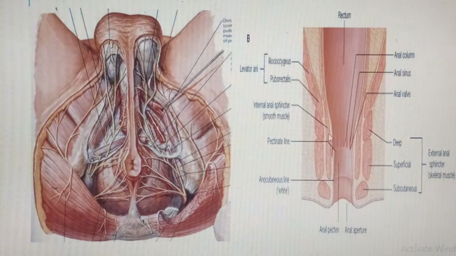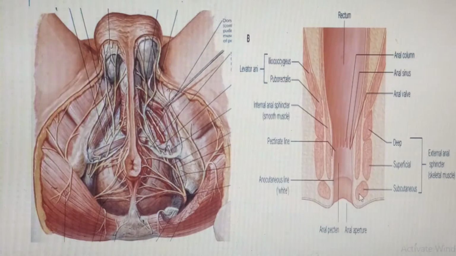But external, or lateral, to the internal anal sphincter, I have the external anal sphincter. The one you find over here surrounding this one, made of skeletal muscle fibers, is what we call the external anal sphincter. Guys, one thing that you have to know about this external anal sphincter is that it has three components.